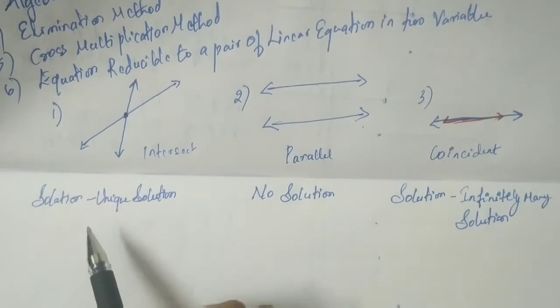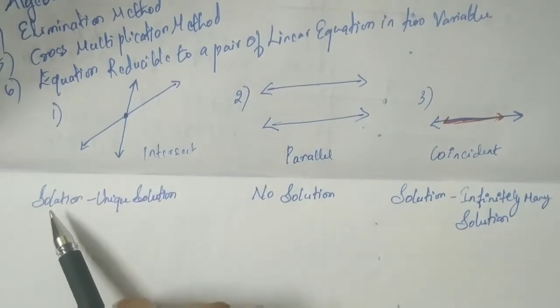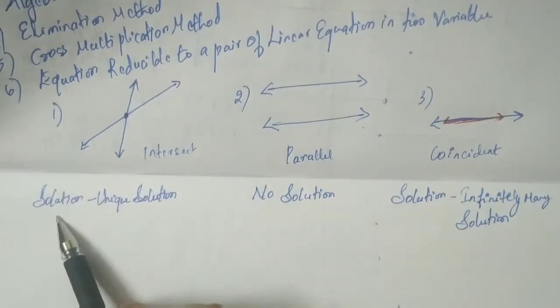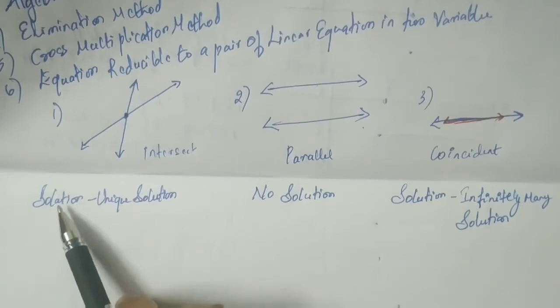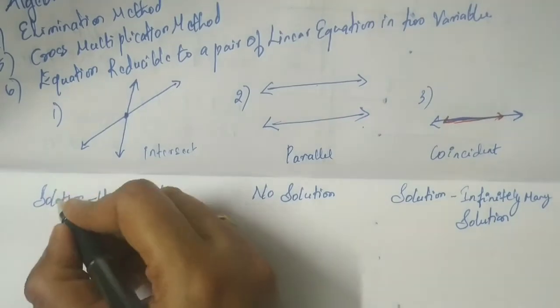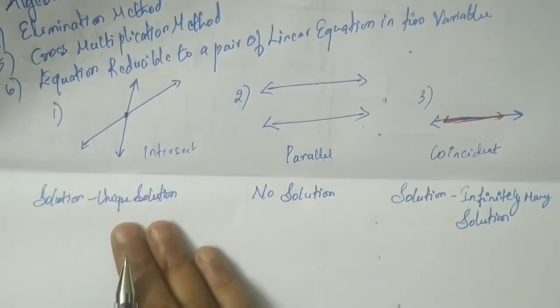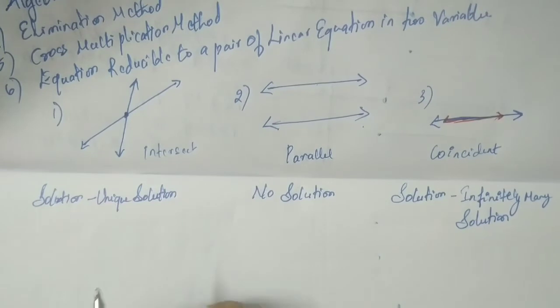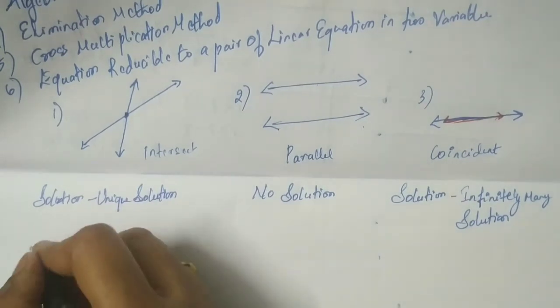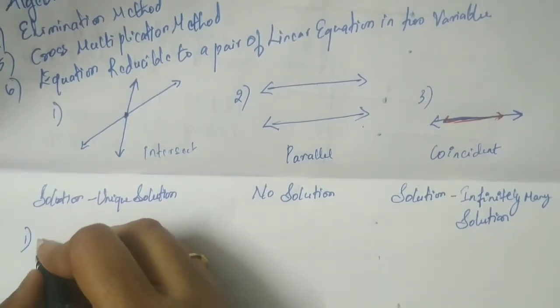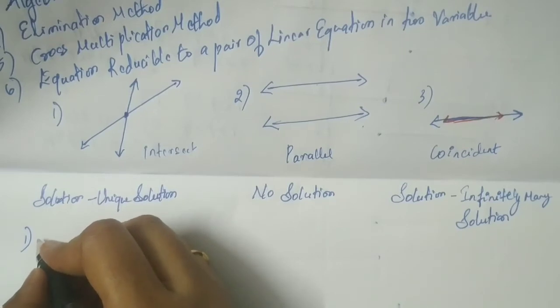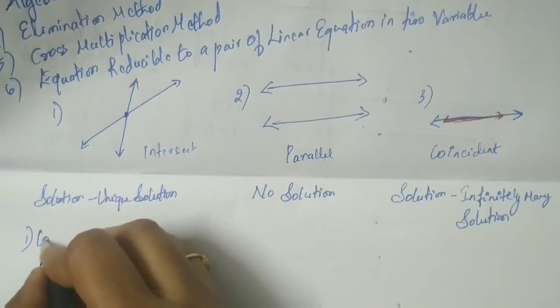Intersection will have a unique solution, coincident will have infinitely many solutions, parallel will have no solution. So three things you have to remember. Whenever there is a relation between one straight line and another straight line, that means when they touch each other, there is a relation. When they don't touch each other, then there is no relation. That means there is no solution.